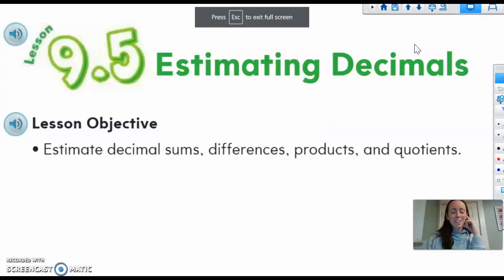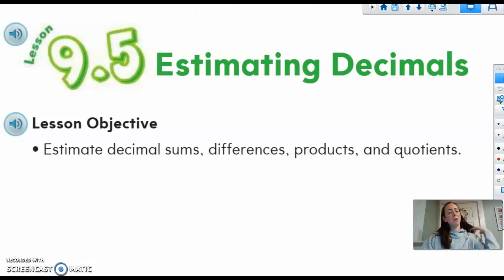All right, everybody, our lesson today is estimating decimals, and we are going to be estimating the answers to all four different types of problems. So we're going to be looking at estimating decimal sums, which is addition, estimating decimal differences, which would be subtraction, products, multiplication, and quotients, which would be our division.